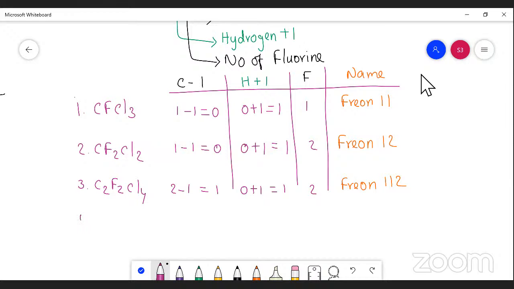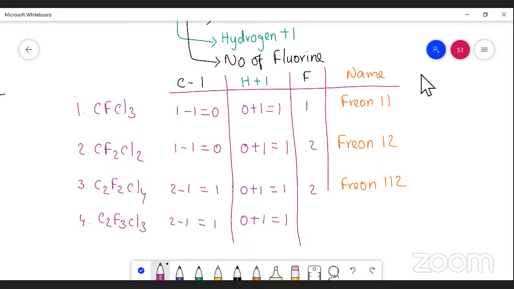Take the fourth example, that is C2F3Cl3. Okay. Now number of carbon, here also 2. So it is 2 minus 1, so that it is 1. And number of hydrogen, there is no hydrogen here also, so we take 0 plus 1, so that it is 1.